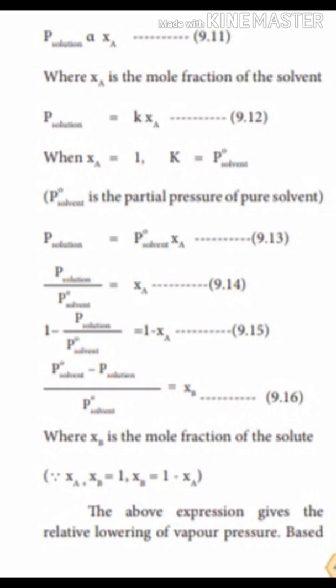So P solution by P naught solvent is equal to XA. Then 1 minus P solution by P naught solvent is equal to 1 minus XA. So, P naught solvent minus P solution, divided by P naught solvent, is equal to XB, where XB is the mole fraction of solute. XA is the mole fraction of solvent, XB is the mole fraction of solute, so XA plus XB is equal to 1, and XB is equal to 1 minus XA.